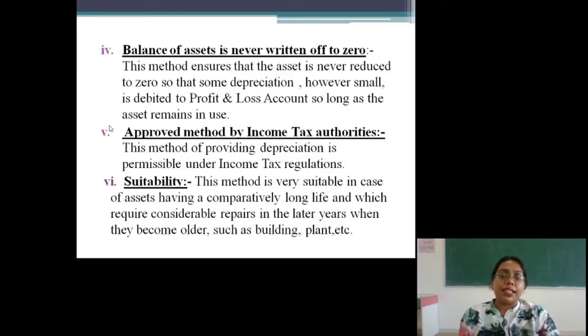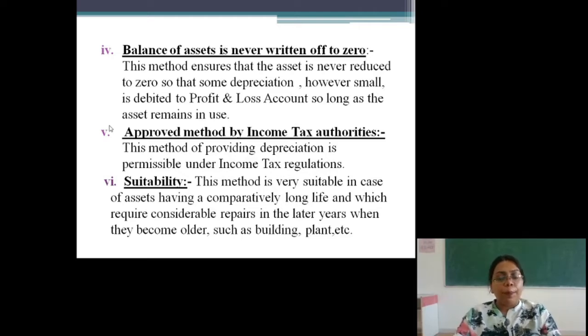Balance of assets is never written off to zero. So in this method, the balance of the asset is never brought down to zero. This method ensures that the asset is never reduced to zero, so that some depreciation, however small, is debited to profit and loss account so long as the asset remains in use.